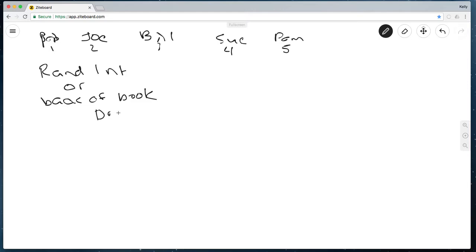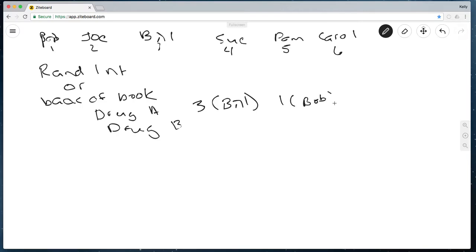So let's say I was going to give somebody drug A and drug B. And maybe on my random number table, the first thing I got was 3. Well, 3, if you remember, means Bill is going to get drug A. Then the next one I got, maybe I'll add one more here. And I want to make sure it's fair, so I'm going to put 3 in drug A and 3 in drug B. So maybe the next number I pick is 1, and that corresponds to Bob. And then maybe my other number is 6, and that means Carol. So those 3 would be getting the drug A.